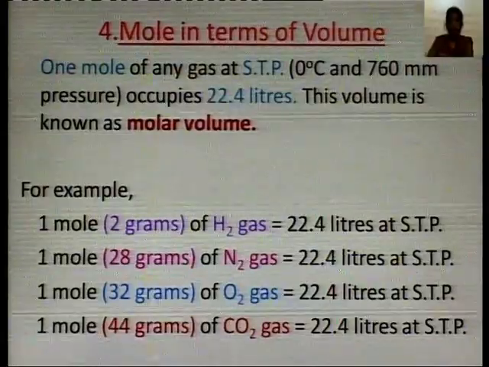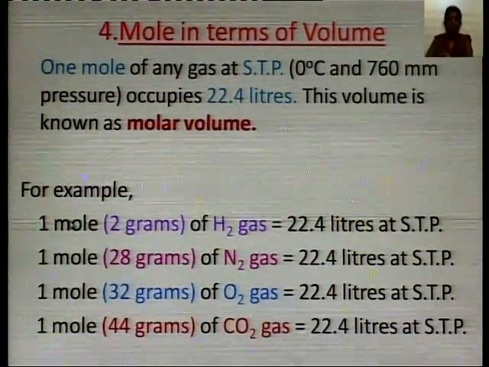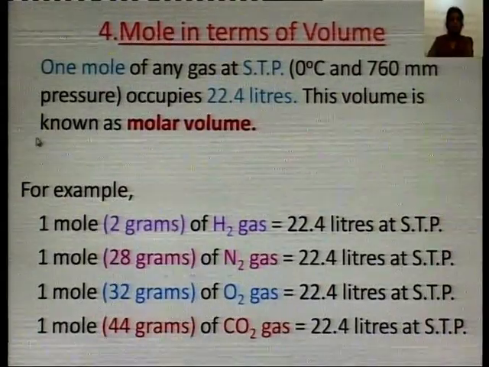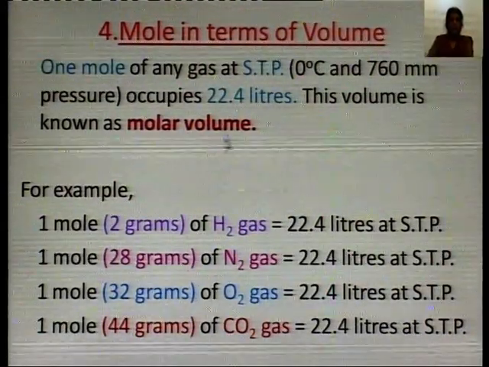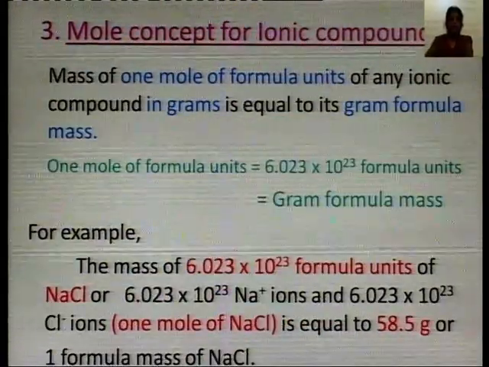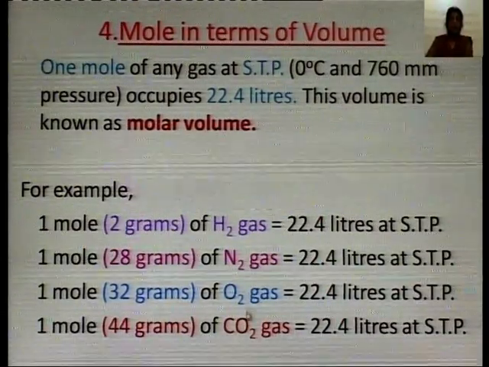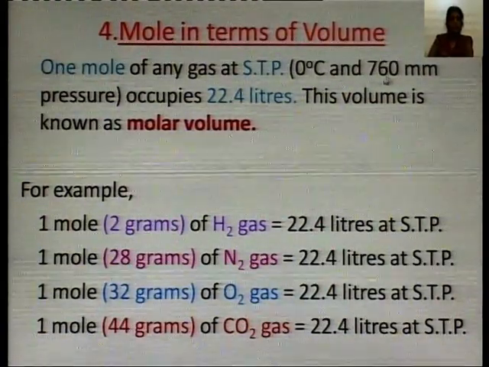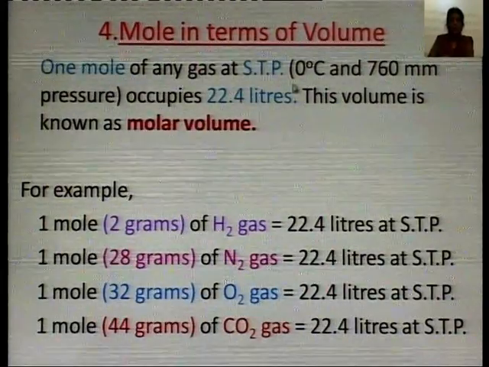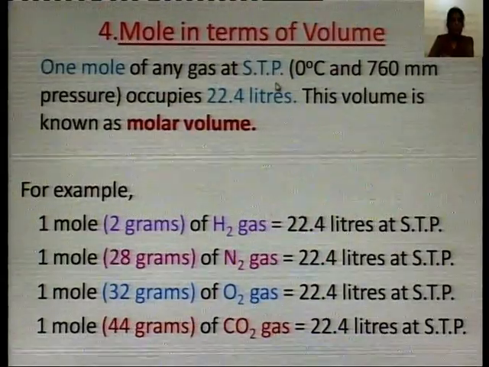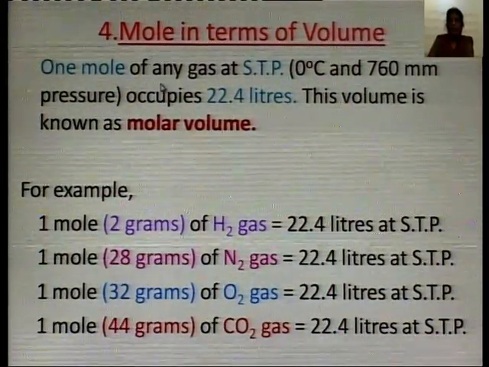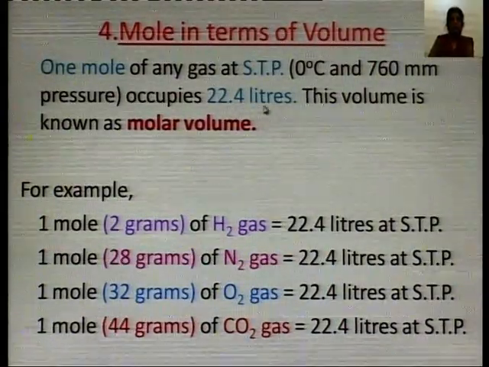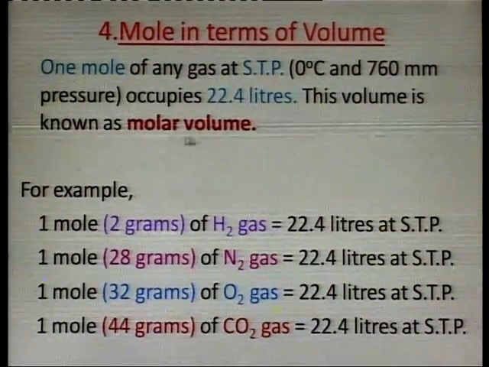For gaseous substances, we measure the amount of gaseous substances by volume. So, here we will have a relationship between mole and volume. So, 1 mole of any gas at STP, STP is standard temperature and pressure. What are the standard temperature and pressure? 0 degree Celsius or 273 Kelvin and 760 mm of pressure. When these are the conditions, they are called the STP or NTP conditions. So, 1 mole of any gas at STP occupies a fixed volume, that volume is 22.4 liters, and this volume is also known as the molar volume.